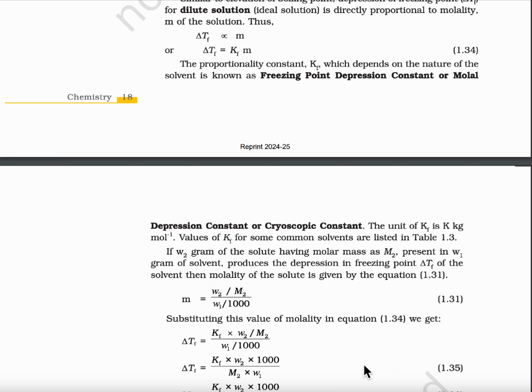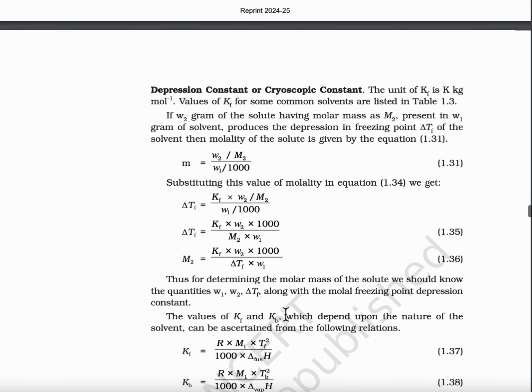If W2 gram of the solute having molar mass M2 present in W1 gram of solvent produces the depression in freezing point delta Tf of the solvent, then the molality of the solute is given by this. This is all similar to elevation of boiling point, except that for a boiling point there is an increase in the temperature, so we call it elevation. For freezing point, there is a decrease in the temperature of the solution compared to the solvent, so we call it depression of the freezing point.